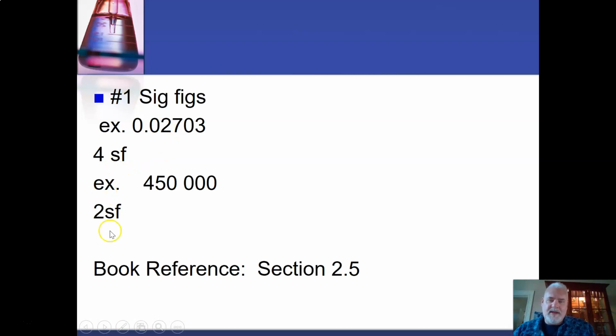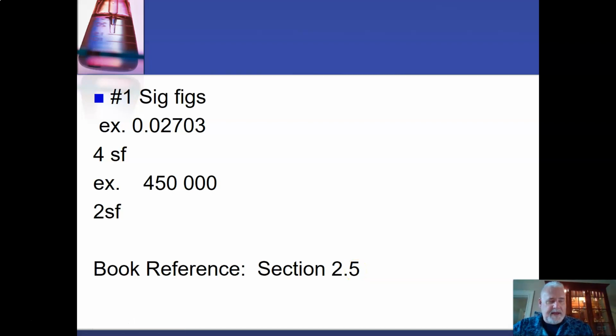Now, that's the opposite for big numbers. This is 450,000. So it's no, no, no, no until you hit a non-zero number. So this would just have 2 significant figures. So in other words, this is a way of saying about 450,000, plus or minus 10,000 kind of thing. All right. And the book reference for this is section 2.5.